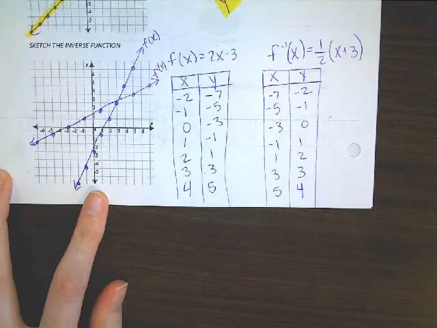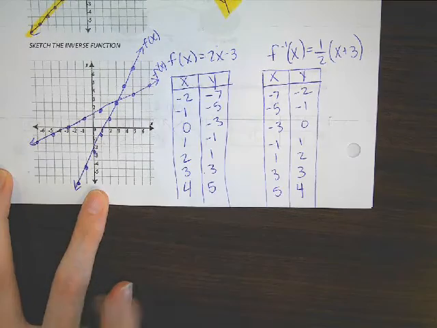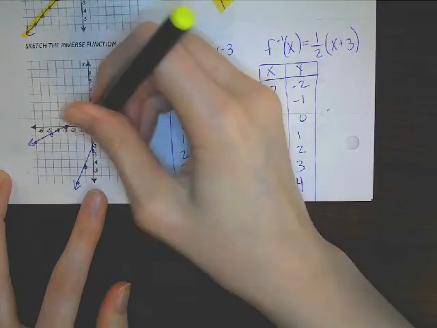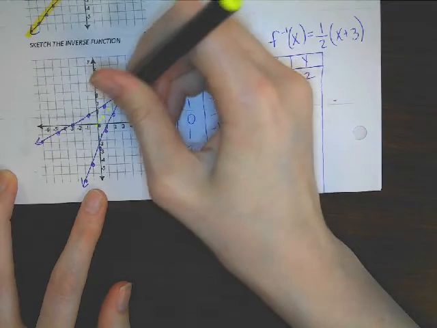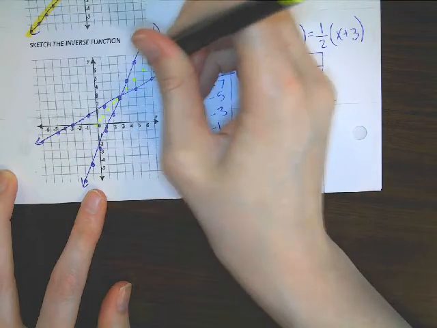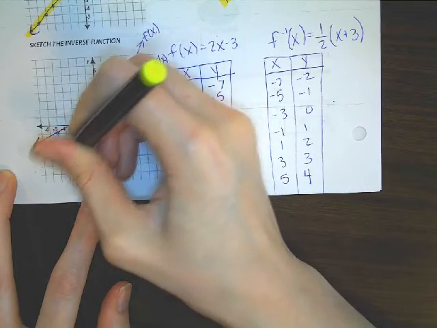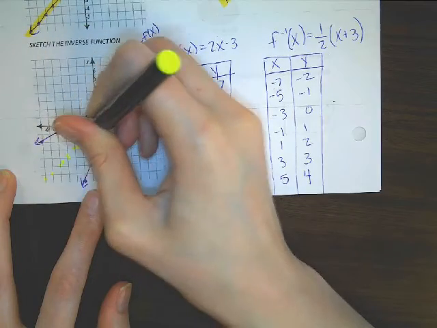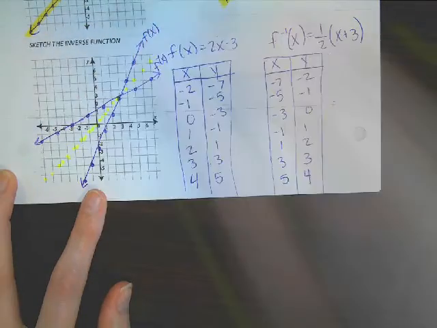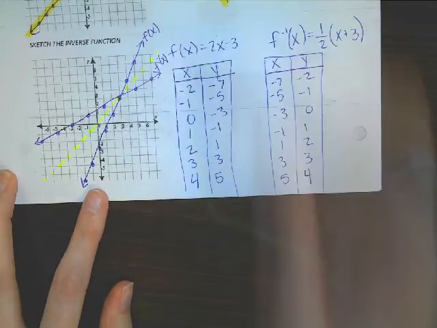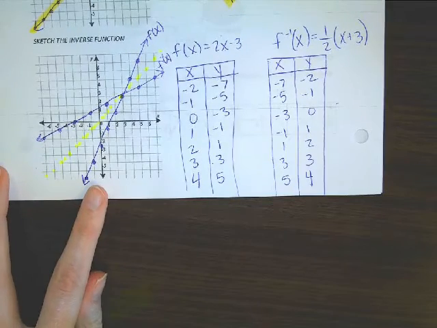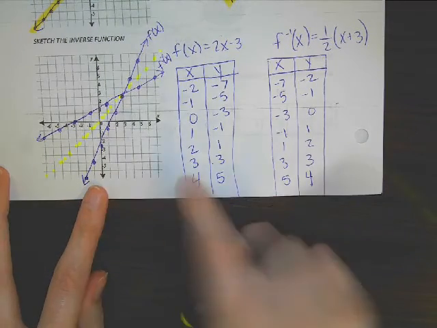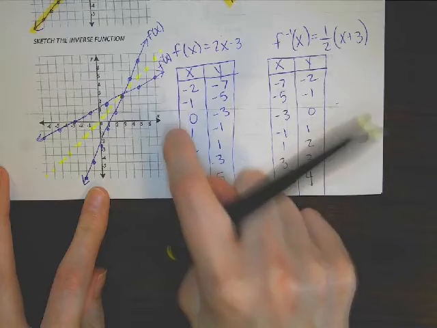All right, so do you see the reflection over y equals x? Are they all equal distance? Yeah. There's y equals x. So yep, it is a mirror image on both sides. Your y's became your x's and your x's became your y's.